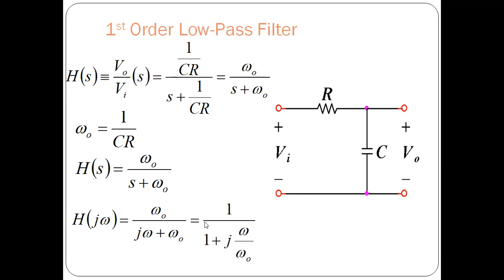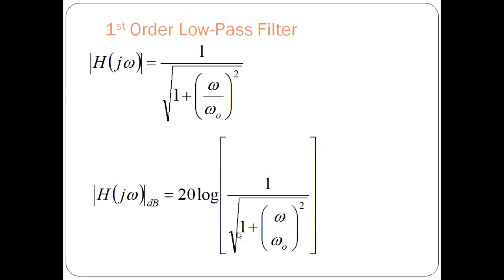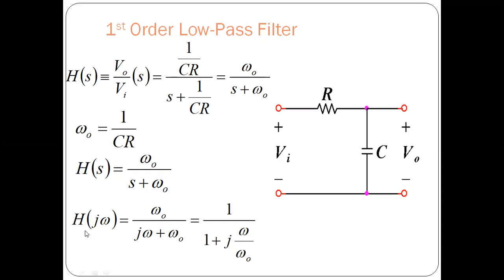So that is equal to 1 by, bringing this omega naught into the denominator, j omega by omega naught plus omega naught by omega naught. We can separate these two terms, and then it becomes 1 divided by 1 plus j into omega by omega naught. This is the transfer function of this low pass RC circuit.